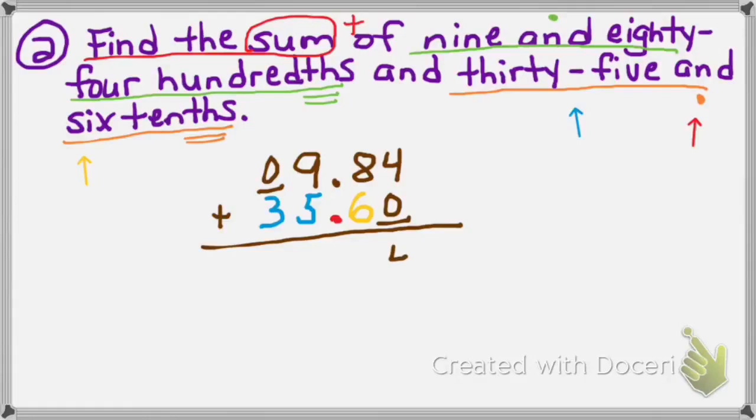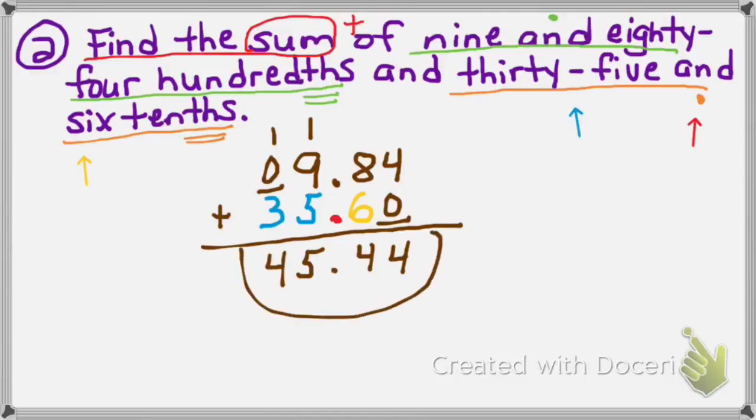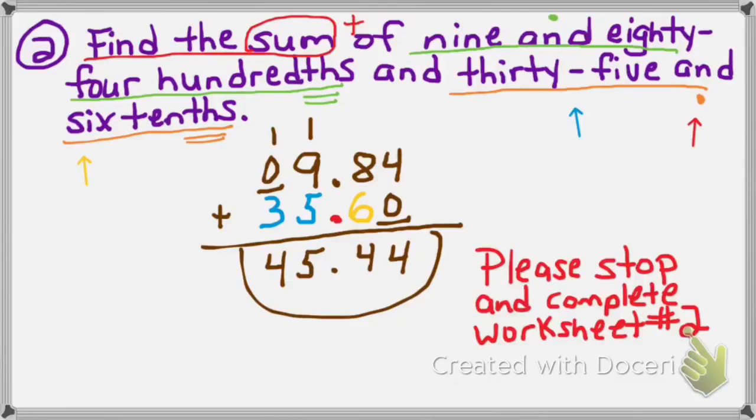4 plus 0 is 4. 8 plus 6 is 14. Put down the 4, carry the 1, bring down my decimal when I get to it. 9 plus 1 is 10, plus 5 is 15. Put down the 5, carry the 1. 1 plus 0 is 1, plus 3 is 4. So my answer is 45 and 44 hundredths. Please stop the video and complete worksheet number 2 right now.